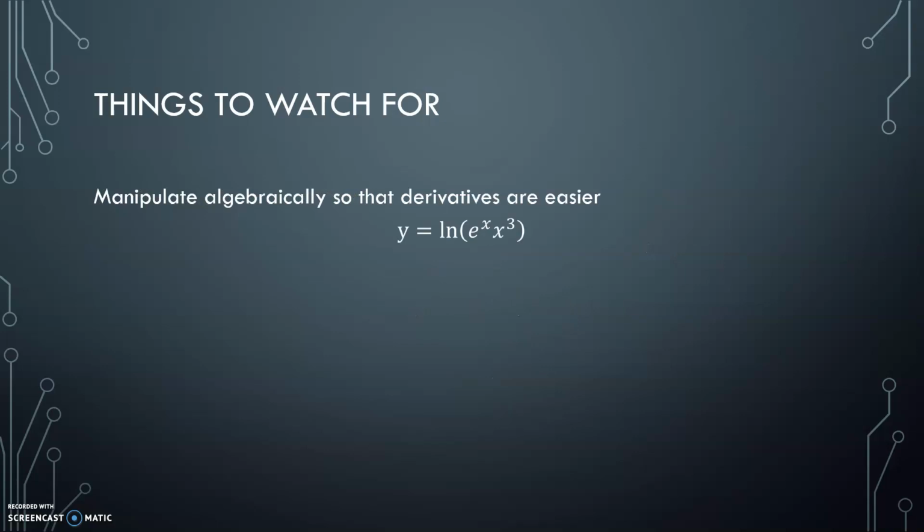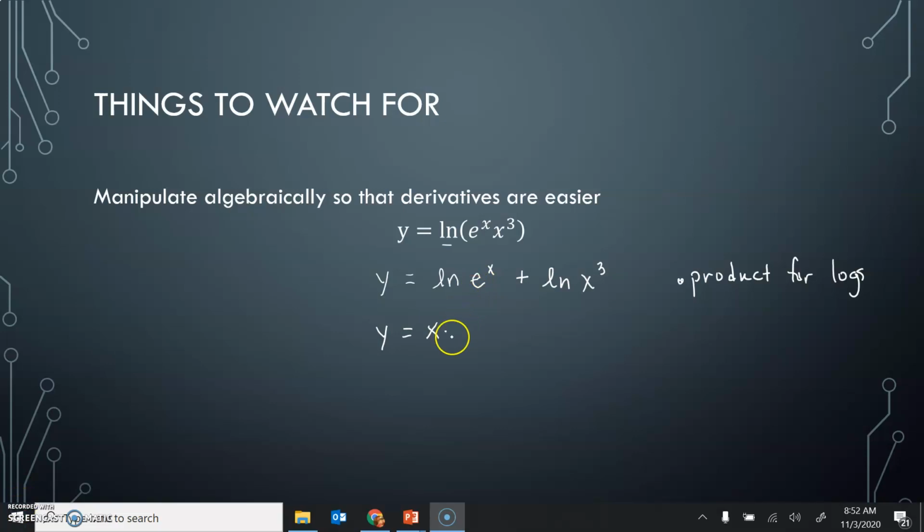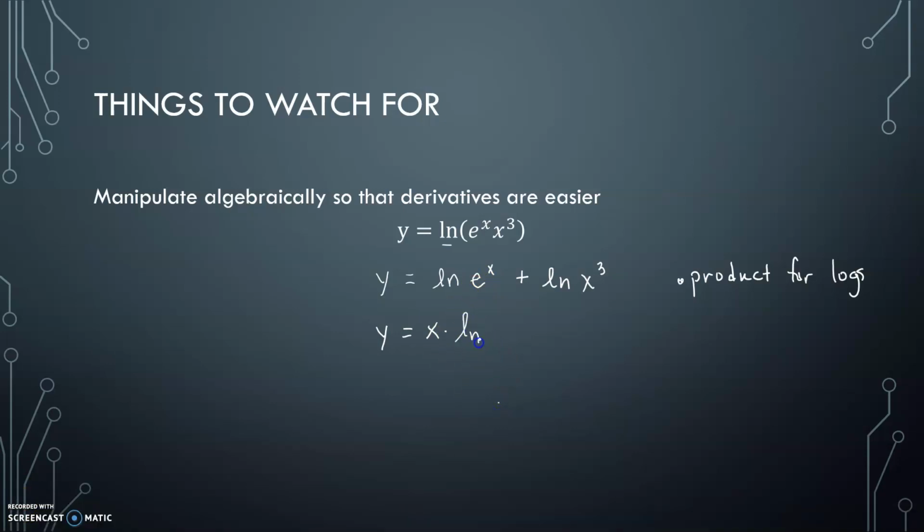And then another tip is that sometimes you can do some algebraic manipulation that makes your derivatives easier. I know a lot of natural log rules that would make this, before I even take a derivative, I can turn this into a simpler expression. First, I could do the product rule, which turns this into a sum of natural logs, kind of expanding my natural logs. Not the derivative product rule, but the product rule for logs. And then I can also bring my exponents down in front. So I have x times natural log of e plus 3 times natural log of x. And that's the power rule for logs.